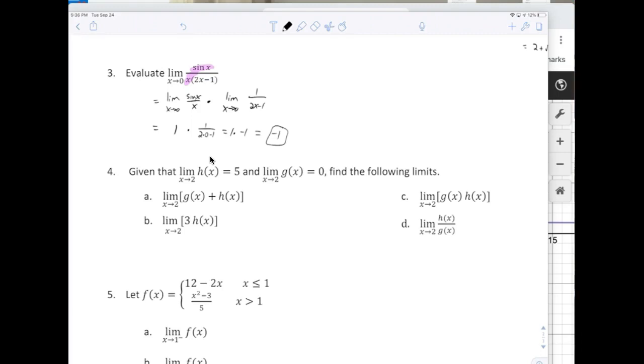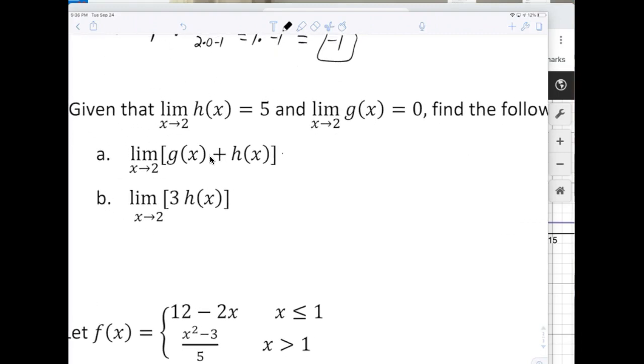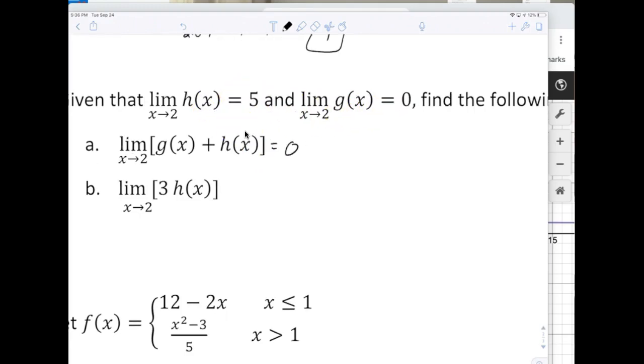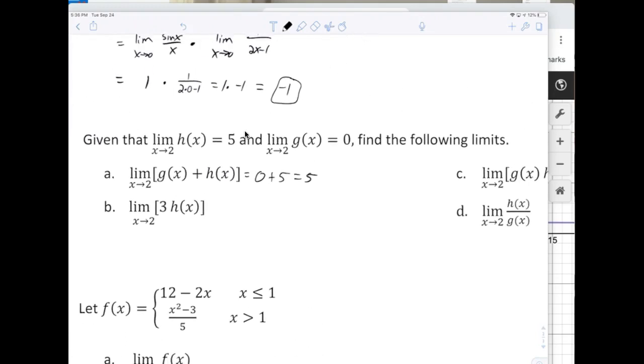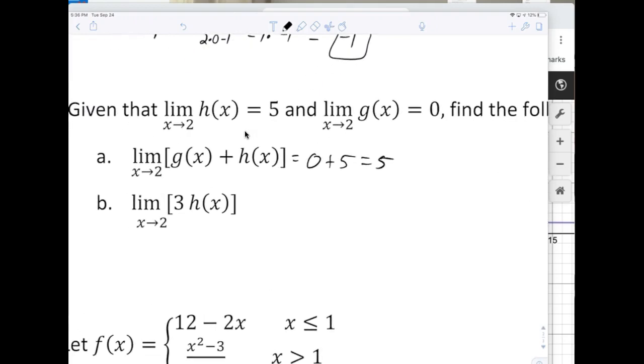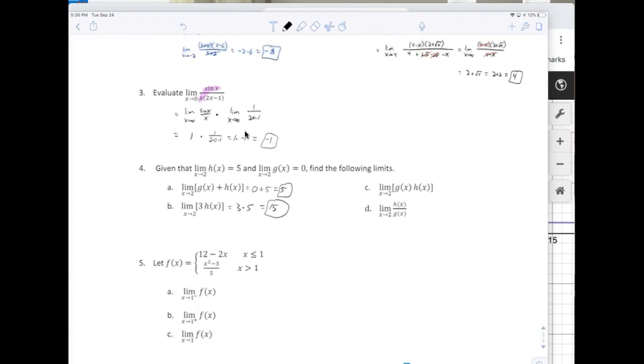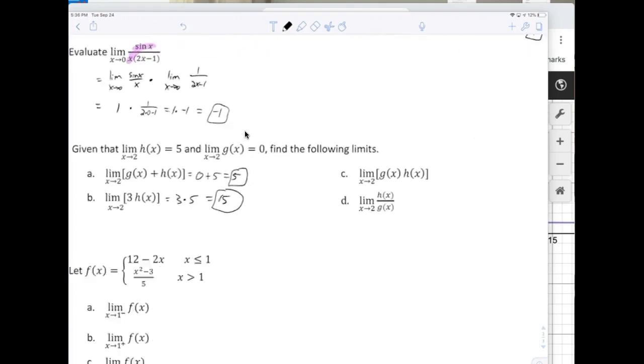Question 4 is looking at some properties of limits. They are surprisingly simple. This should be the limit as x approaches 2 of g plus the limit as x approaches 2 of h, and those are both sitting right up here. This becomes 0 plus 5, which is 5. And h is 5. This is going to be 3 times 5, which is 15. So the properties are nice and simple, and if you think about them, they make sense.